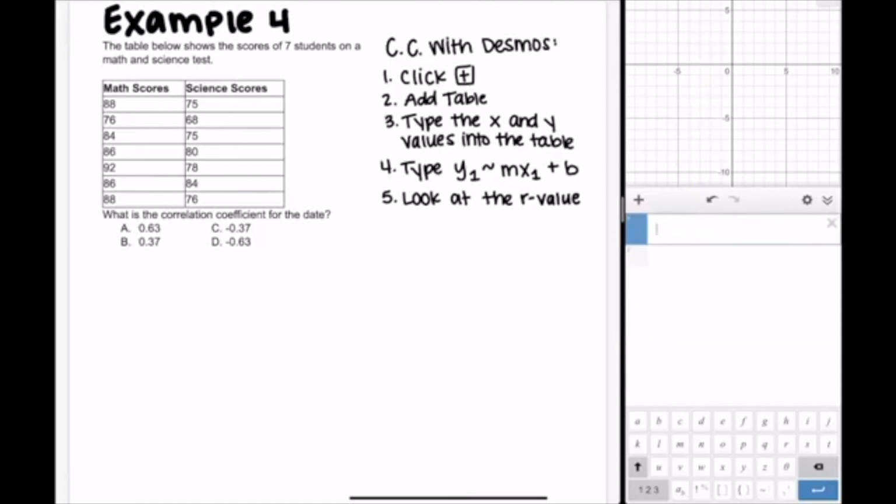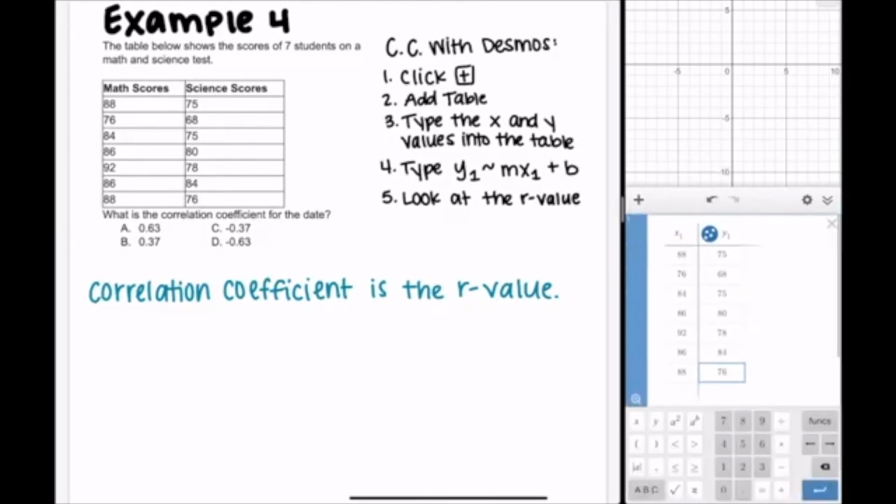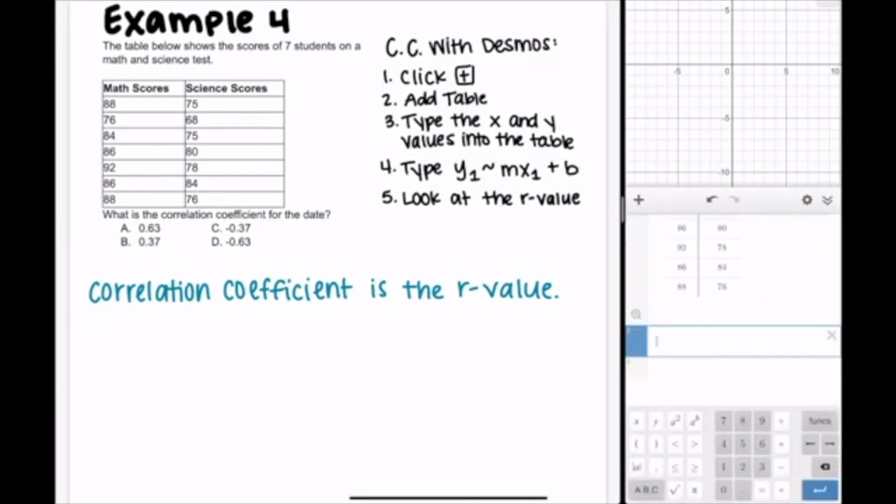In example 4, the table shows the scores of 7 students on a math and science test. What is the correlation coefficient for the data? Now in this one, you're not asked to find the line of best fit, you're just asked to find the correlation coefficient. Now remember that your correlation coefficient is also the R value. So you're still going to click the plus sign and put in your table. And once you have all of your values in, double check them just to make sure you haven't made any typos. Then go down and add your line of best fit equation.